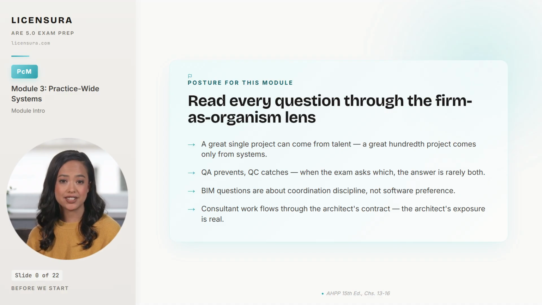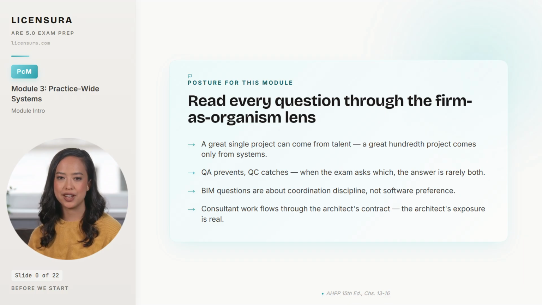When the exam asks which discipline a procedure belongs to, the answer is rarely both. Pick the one the procedure actually performs. Third, BIM questions are about coordination discipline, not software preference. Level of development, BIM execution plans, clash detection, these are management topics dressed in modeling vocabulary.